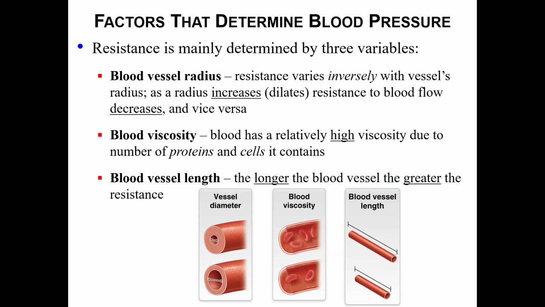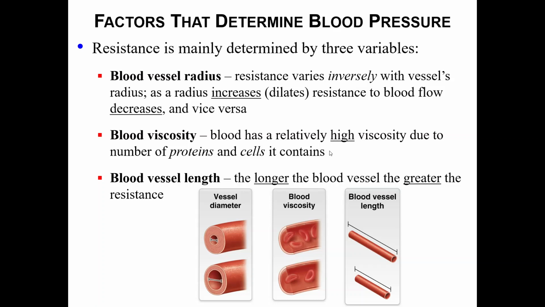If we vasodilate, we are going to reduce peripheral resistance. If we decrease our radius, we are going to increase peripheral resistance. So this is an inverse relationship here. We could change blood viscosity. We have mentioned blood viscosity previously as well.